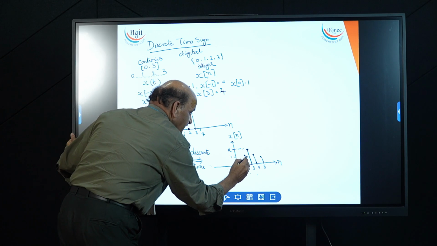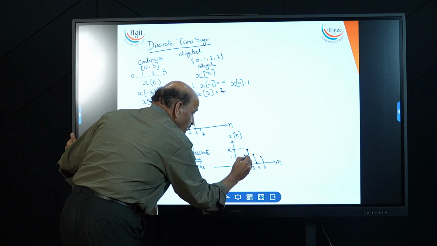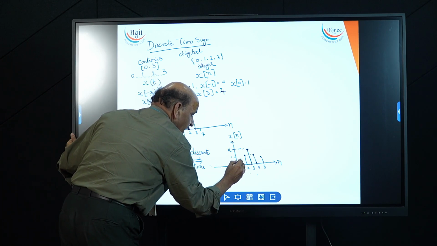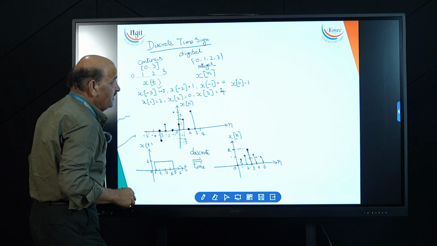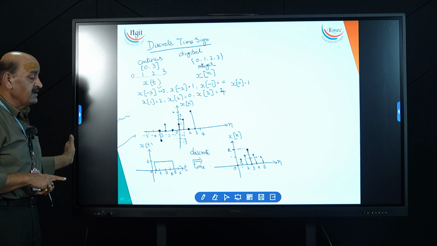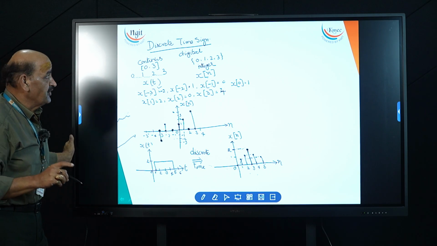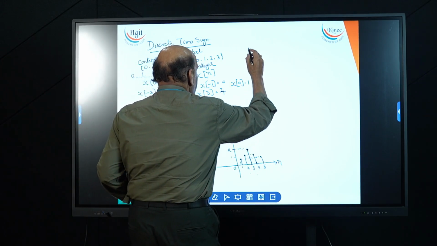The remaining next ones, the heights of these two spikes are the same. Now just look at, this is the way of representing a discrete signal. For example, look at another one.